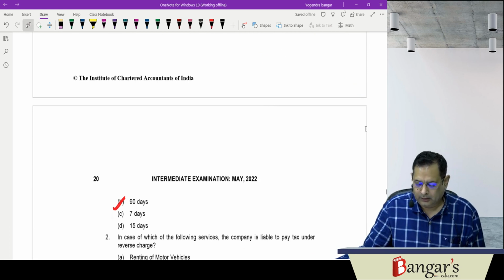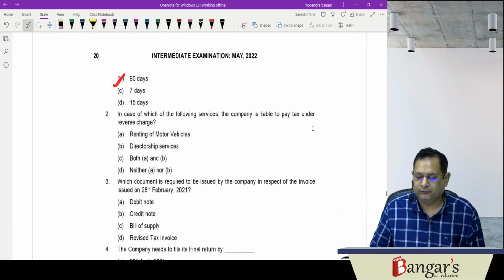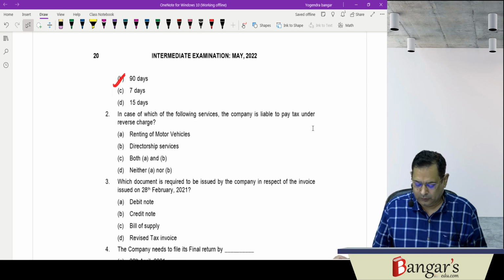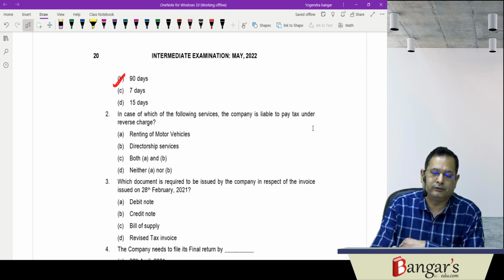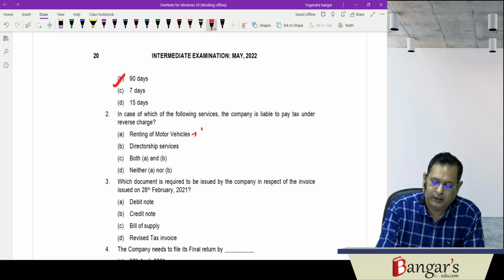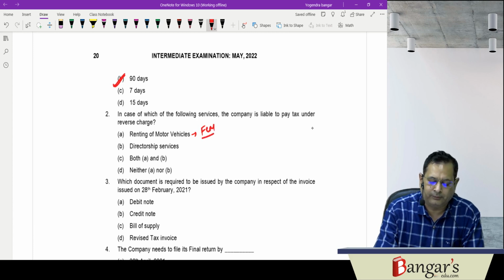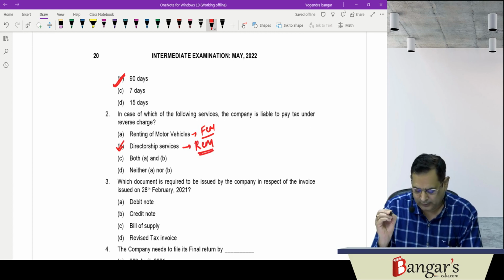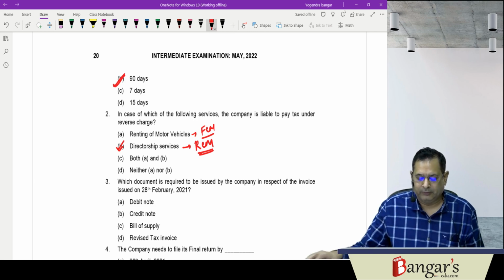Then in which of the following services is the company liable to pay reverse charge? One is the renting of motor vehicle service. No, renting of motor vehicle service will be covered under forward charge as the service supplier is a body corporate and the rate of GST is 12%. Directorship services will be covered under the reverse charge mechanism.